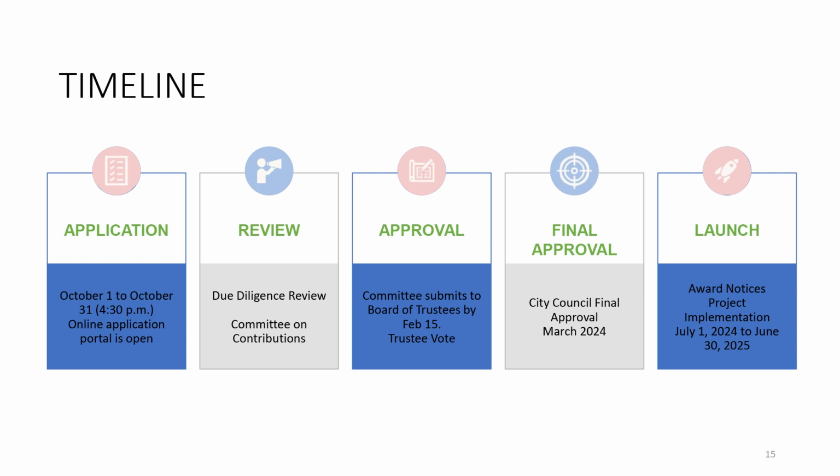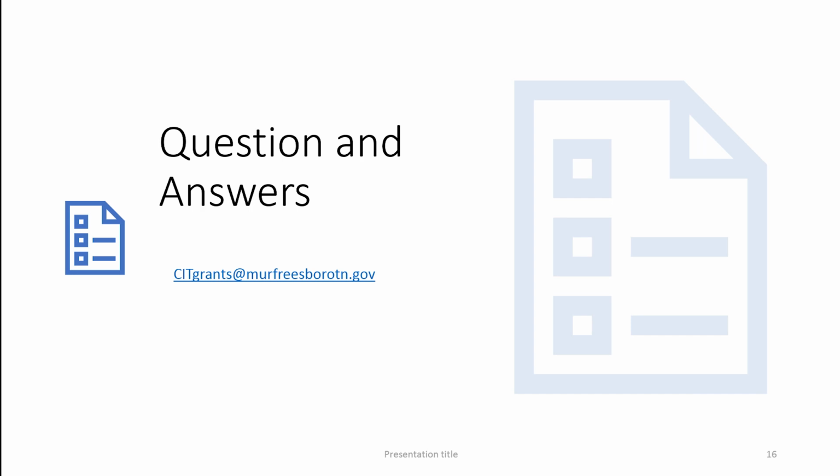The trustees vote on those recommendations, and once the trustees give their approval, it has to go to City Council for final approval. We anticipate that the whole approval process will be completed by the end of March. Notifications will go out and award checks will be submitted after July 1st. The project year for your projects must be within the July 1st to June 30th timeframe, which corresponds to our fiscal year. With that, we'll answer any questions.